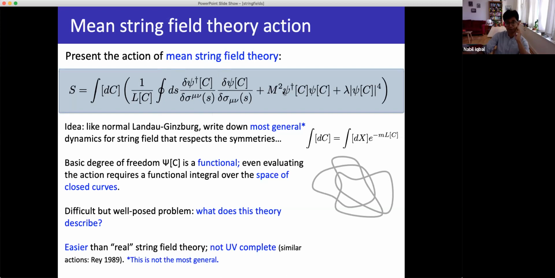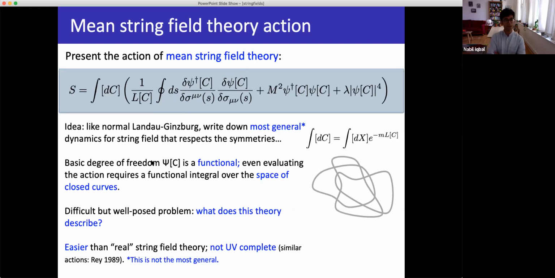I can write down a term like m squared psi dagger psi, because that is clearly invariant under the U(1) phase rotation that I mentioned earlier. I can write down a term like lambda psi to the fourth, because that's clearly invariant, and so on and so forth. I can't obviously write down a term like psi cubed, because that would not be invariant. So the idea is the same, just like normal Landau-Ginzburg theory. You want to write down the most general dynamics for the string field that respects these symmetries. One difference, of course, is that the integral now has to be taken not over all points, but rather over all curves. I just have to do that because my field depends on curves.